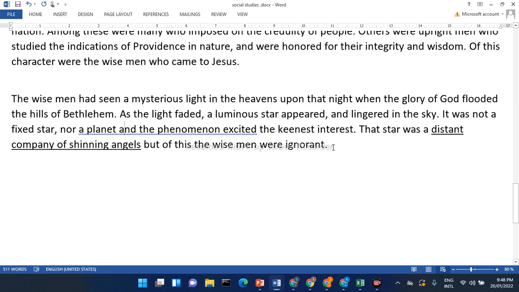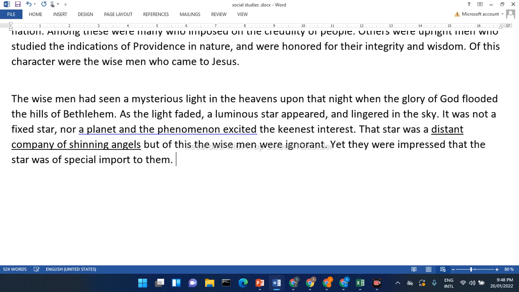But the wise men were ignorant of this. They were not aware of this. But even though they were not aware that the star they saw was actually a distant company of shining angels, even though they were not fully aware of that yet, they were impressed that the star was of special importance, a special import to them.